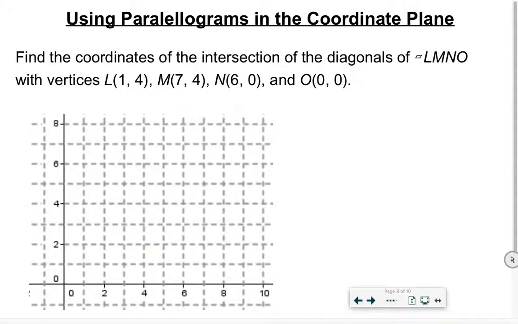Okay, this next one, let's just read the instructions carefully. We don't want to assume that we know what they're asking. It says, find the coordinates of the intersection of the diagonals. So the diagonals where they cross, they want that intersection point of parallelogram LMNO, with the vertices at (1, 4), (7, 4), (6, 0), and (0, 0).